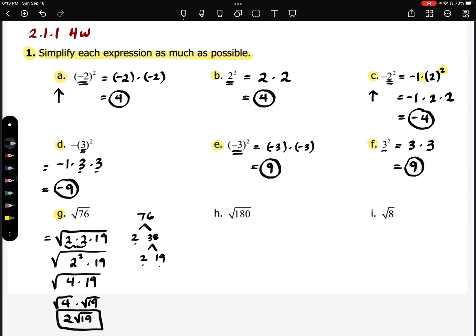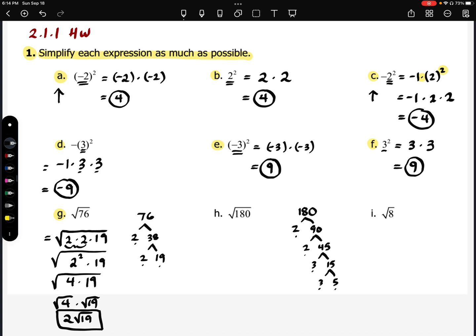Okay, so looking at H, you have 180. So we're taking the square root of 180. And again, if you're not sure what perfect square factor goes in there, you can take it and look at it like this, right? 2 times 90. 90 is 2 times 45. 45 is 3 times 15. 15 is 3 times 5.